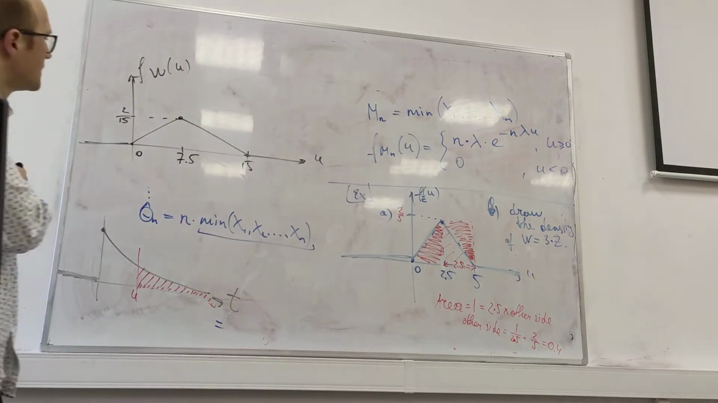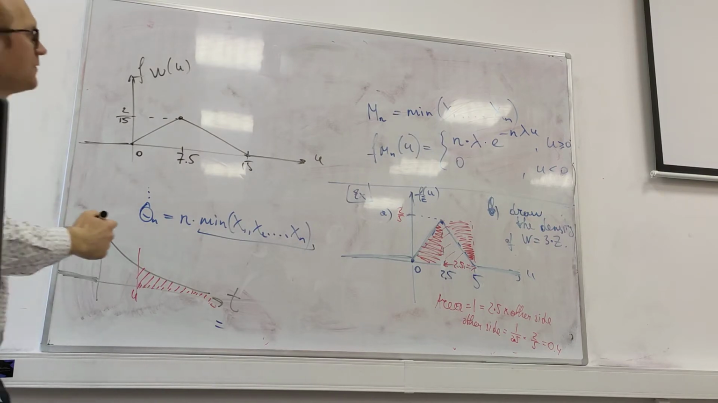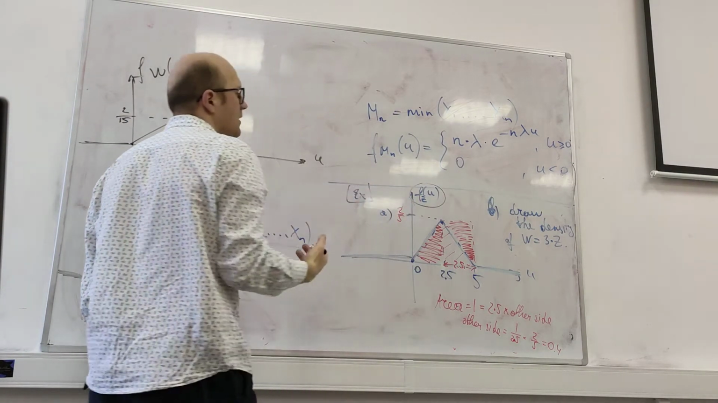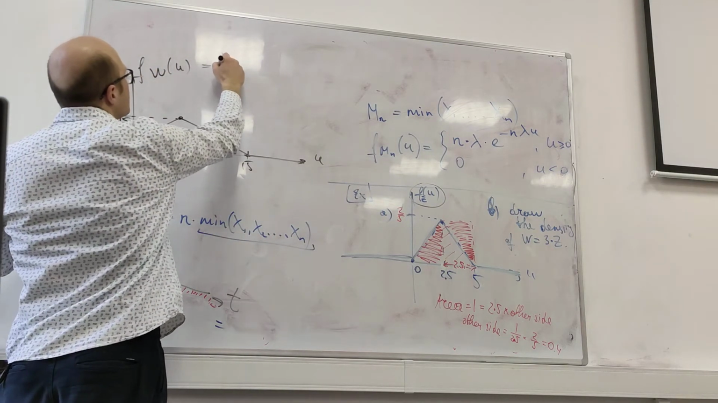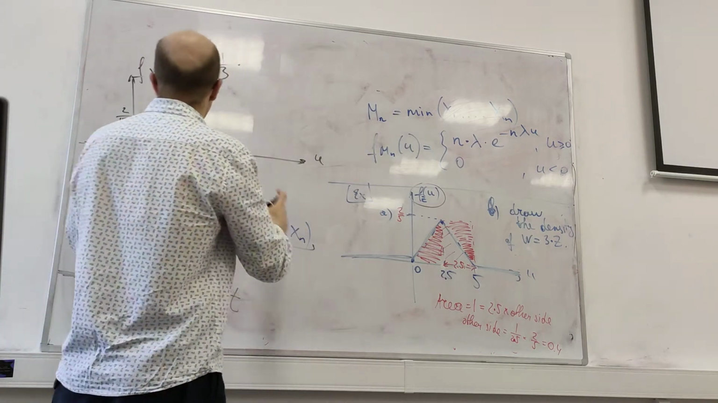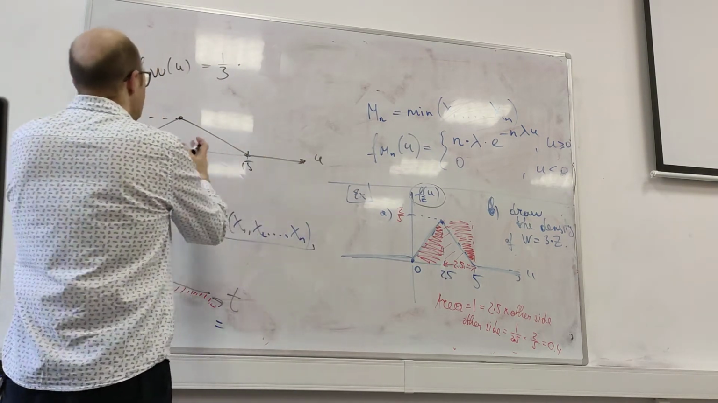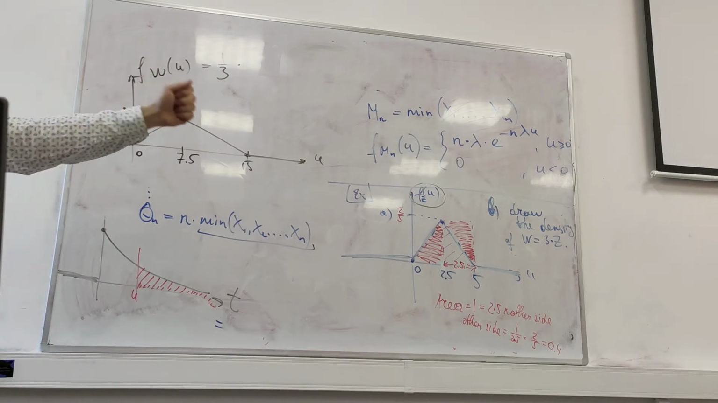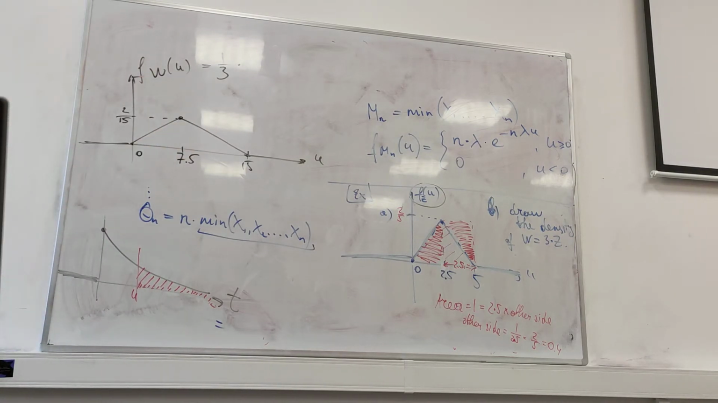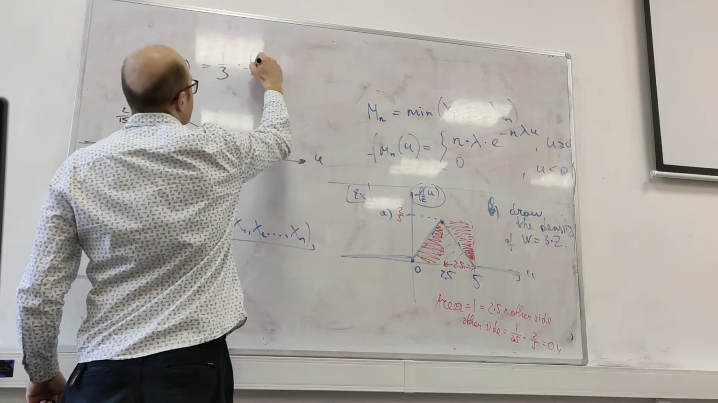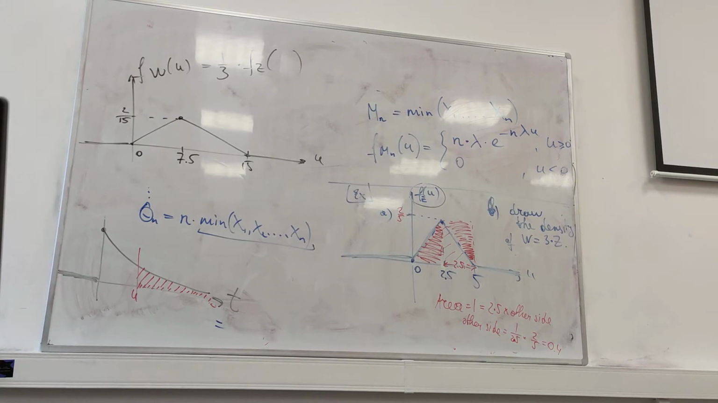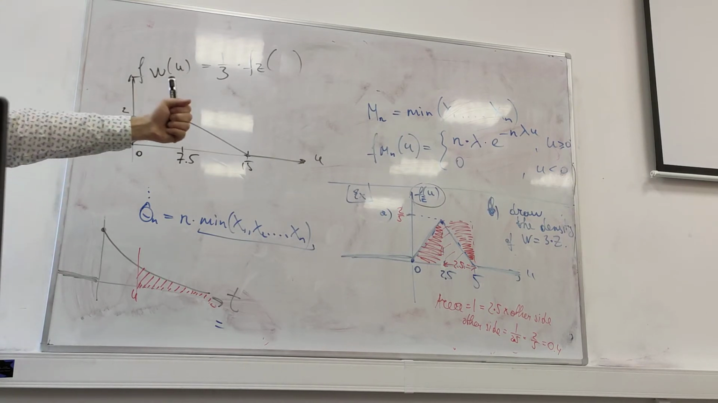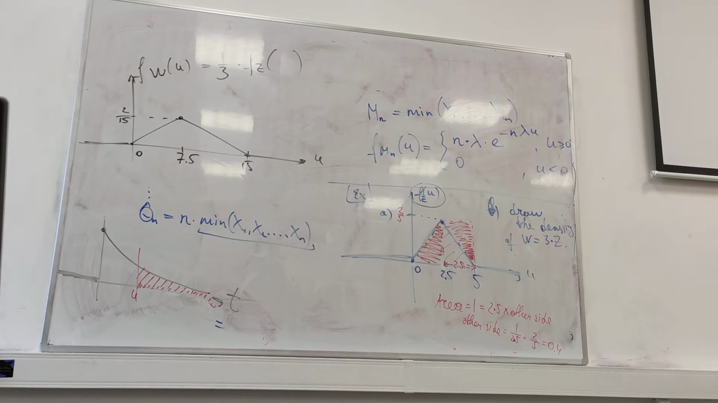Who can tell me, if I have f of u, any function, what happens? I should divide by 3, so 1 over 3 times. How to encode the horizontal dilation? What should we do with f, should we multiply or divide here? Divide. So to dilate a function, should we multiply inside or divide?